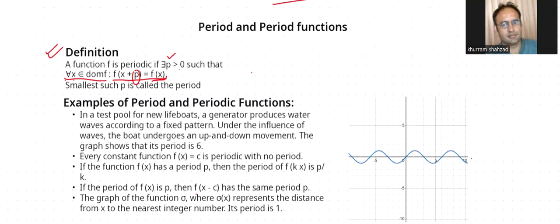Now, an example of a periodic function. The first one is a test pool for new lifeboats. A generator produces water waves according to a fixed pattern. If the water is still and the surface where the water is present is smooth, and we put a generator in the water, then due to the vibration of the generator, waves are produced in the water, and I have made a graph for this.